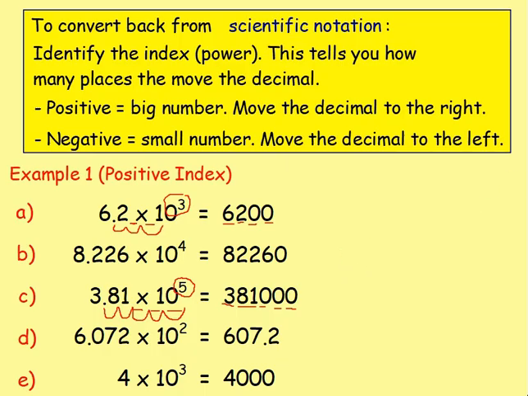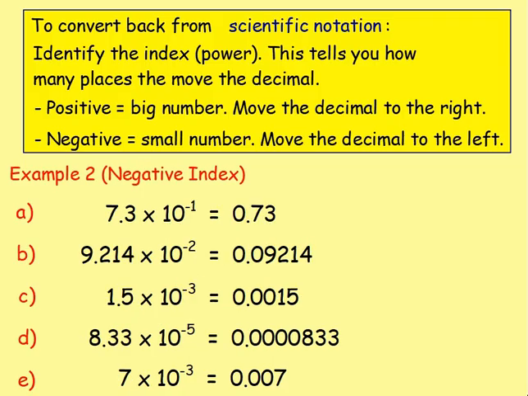Again, if I remember correctly, you were amazing at it. Yes, I was. Awesome. We then had a negative index, and what was different about that? The decimal moved to the left, so we had 0 point. Brilliant. Yes, it did indeed.